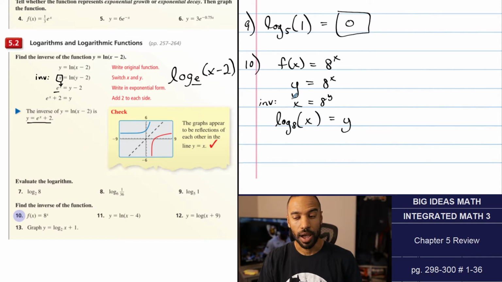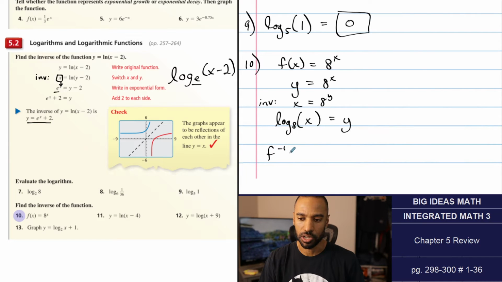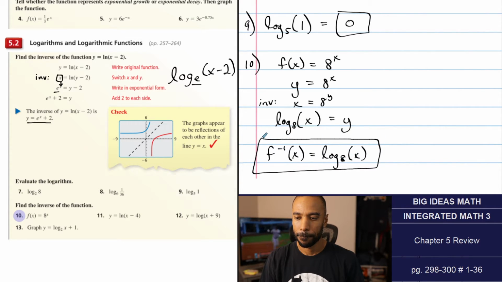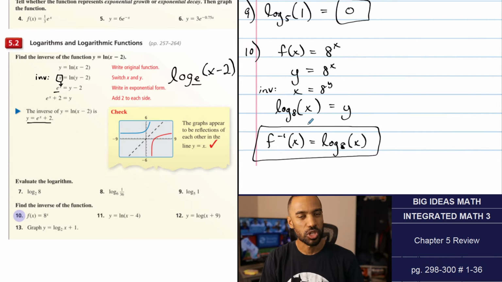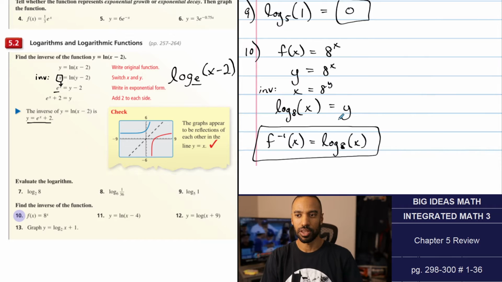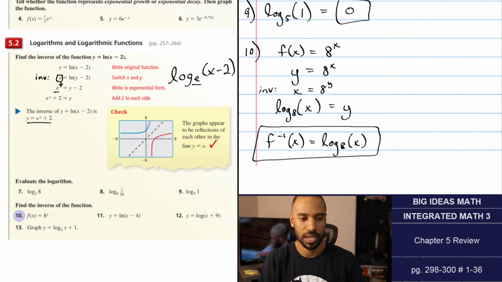Now, this was solving for y. We swapped x and y, and we solved for y again. Of course, I tend to use inverse notation, so I'm going to say inverse of f of x equals log base 8 of x. But this is the inverse of this. It seems to hold up. Seems legit. 8 to the x power, log base 8 of x. These are inverses. They reflect across the line y equals x. I think so. Let's go to number 11.